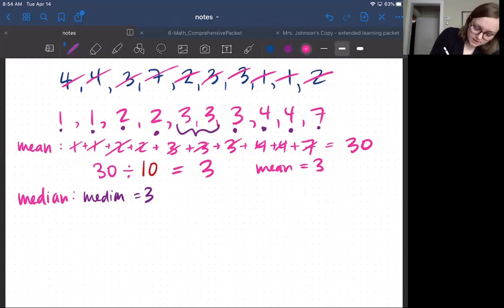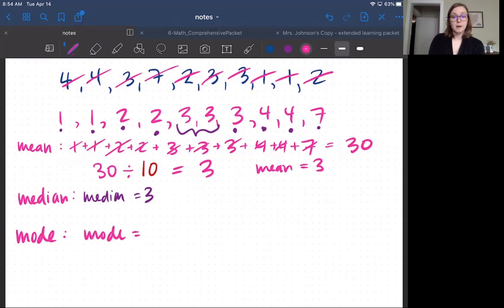Okay, then let's take a look at the mode. This one's pretty easy because all I have to do is look at my numbers. What number do you see the most in your list? Well, I have 2 ones, I have 2 twos, I have 2 fours, but I have 3 threes. So in this case, my mode, the number that I see the most, is 3. Sometimes you might not even have a mode.